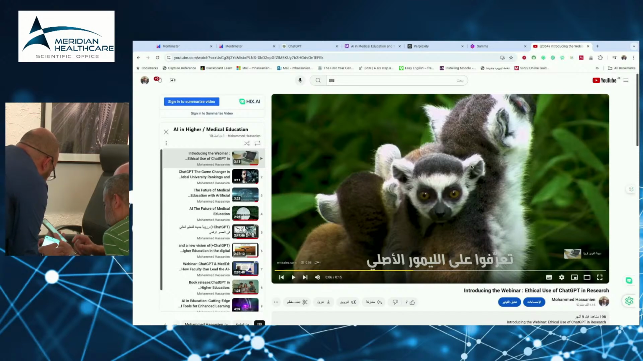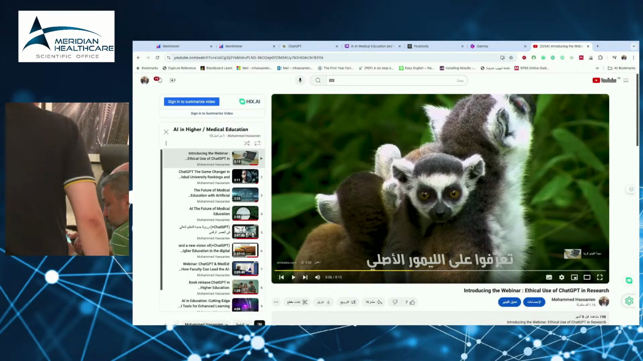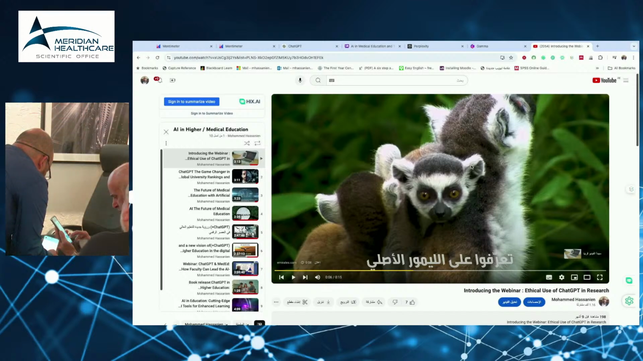Generate image, for example, generate image for the Holy Mosque in Mecca.